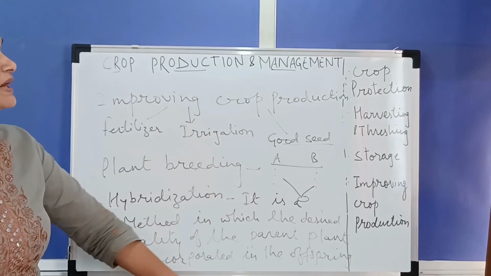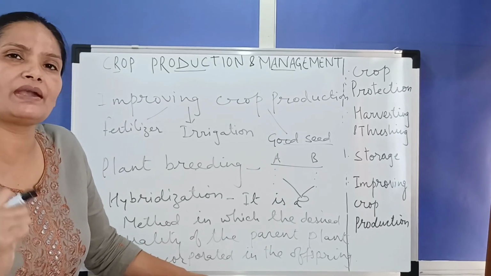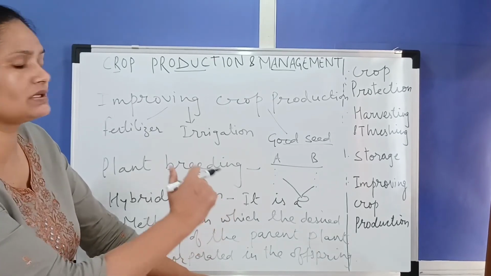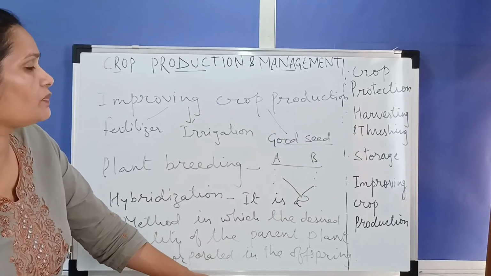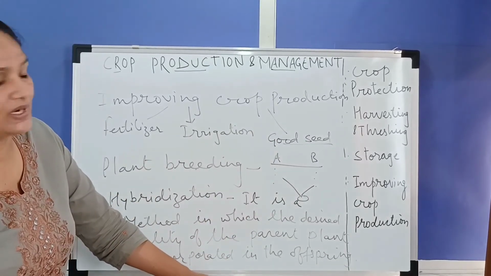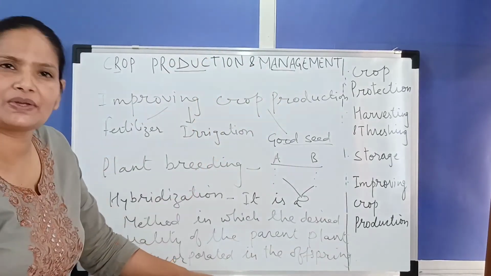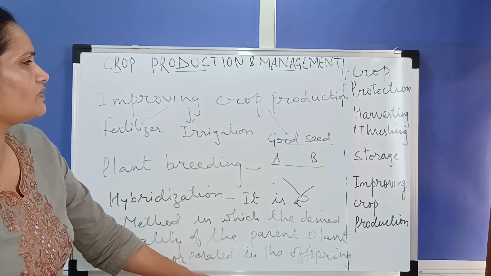And why is this improvement in the crop production required? Because the population is growing day by day, and to meet the demand of the growing population, we need to improve our crop production as well. Okay, so crop production has to be managed. Okay, and by this the chapter is over.